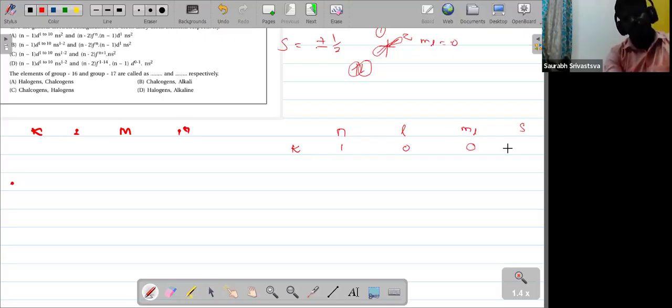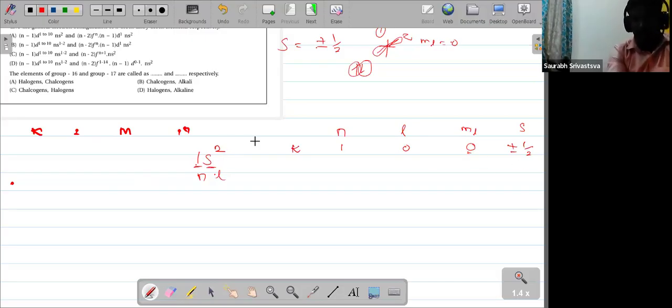If the ML value is 0, the orbital can be occupied by 2 electrons, either plus 1 by 2 or minus 1 by 2. This is the K shell. That's why we write 1s2. Here 1 is n, and s is L. How is the orientation present? It is spherical in nature. That's why it is 0.